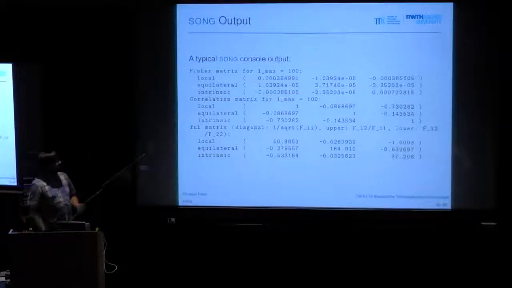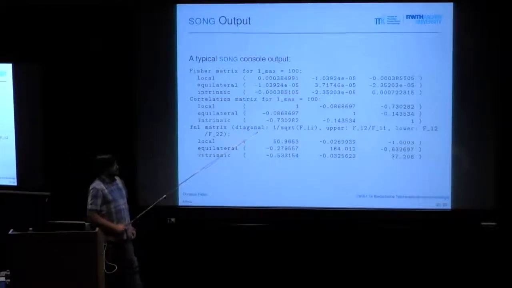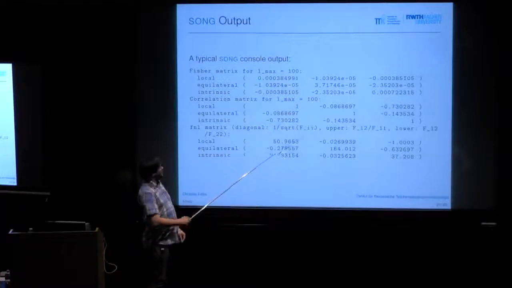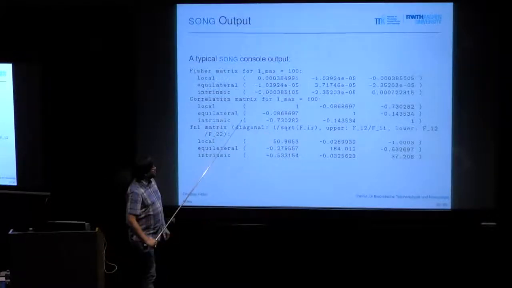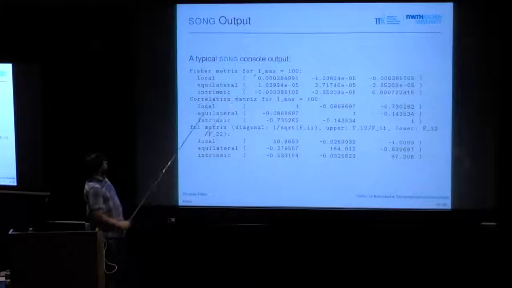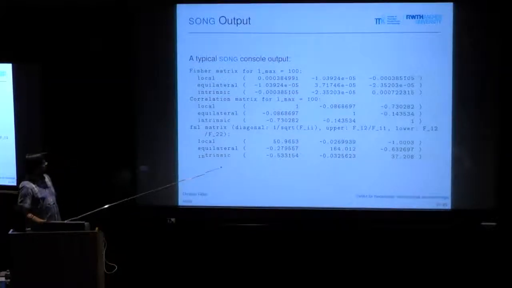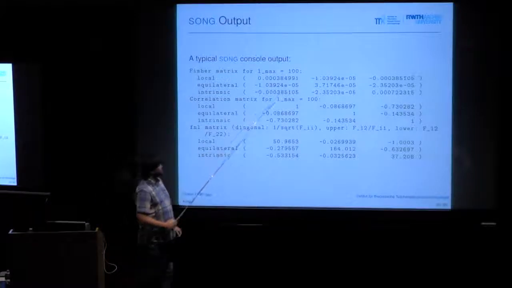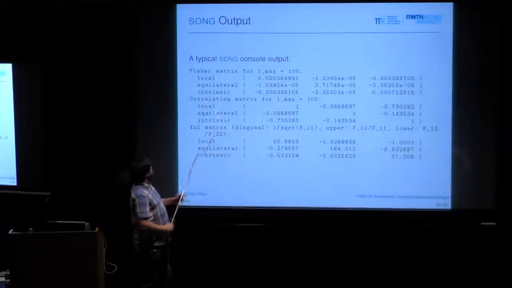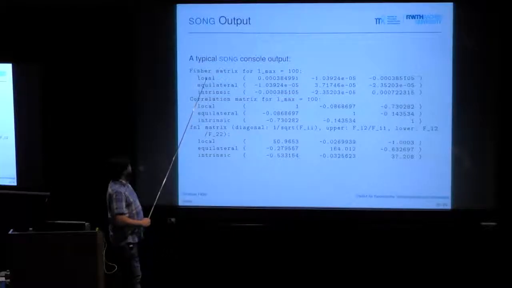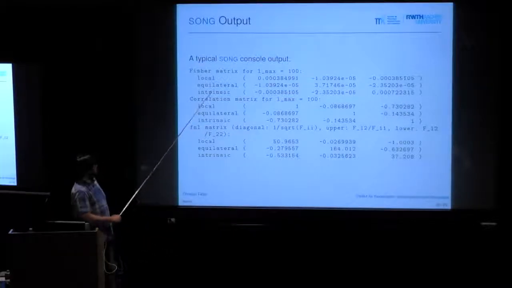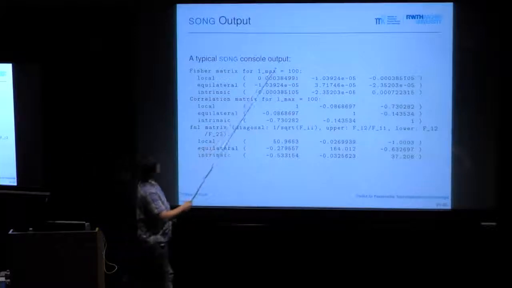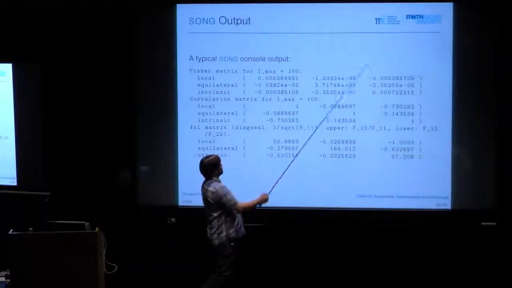And then if you have done that, you can run the code with your ini and your pre file, and the final output of the code will be this Fisher matrix output. And the Fisher matrix simply tells you the following. Here you have the different shapes that you have selected. So in this case, local, equilateral, and intrinsic. And then here again, you have local, equilateral, intrinsic.